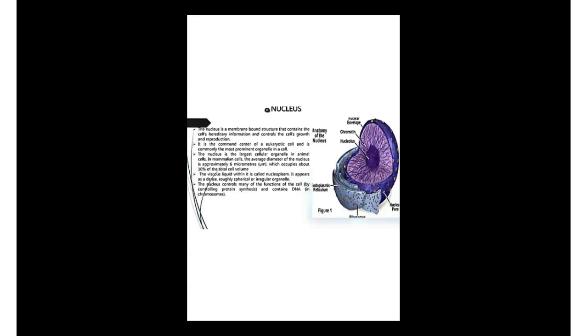Another function is controlling protein synthesis. The cell has to perform different functions. One is protein synthesis, another is cell division, and third, they carry the genetic hereditary information. So it will control how a person looks, their structure, their shape, their body build. Everything will be controlled by your nucleus.